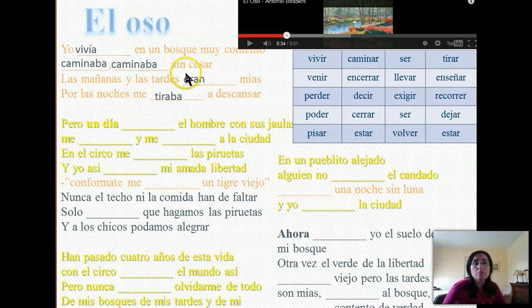So this is the description of the oso. Now we are going to start with pero un día. And the yellow parts, those amarillos parts, those are the pretérito, the done action, the explosion action.